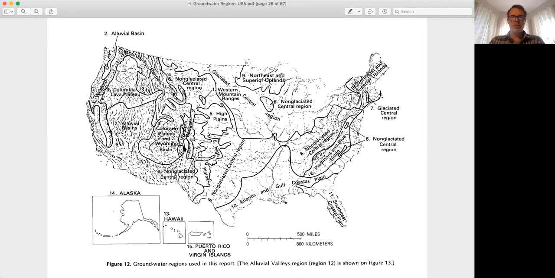So you can see the United States here. We're only going to focus on the lower 48, but this is a way of breaking down by geologic characteristics each of the different zones in the U.S. according to this, right? So, for example, let's start down here.